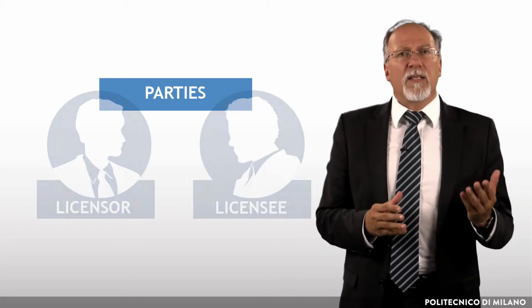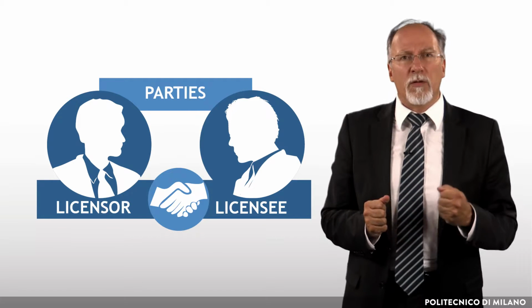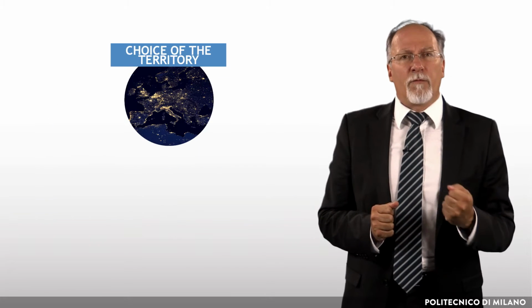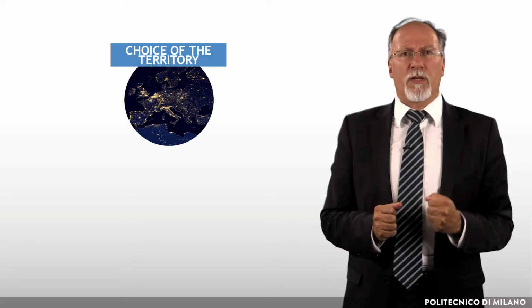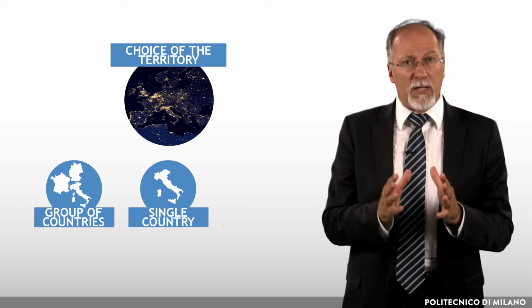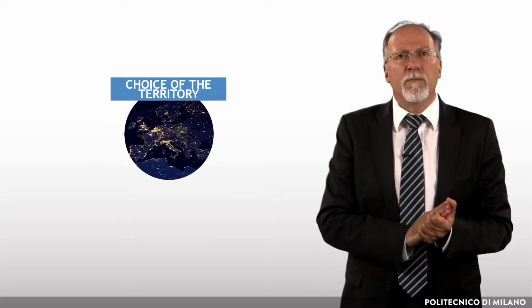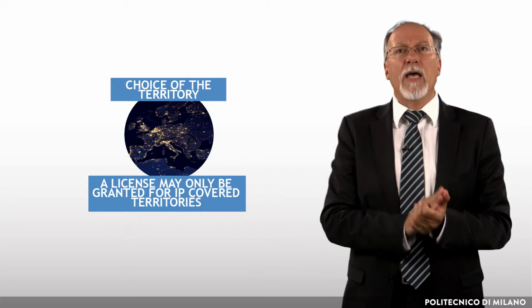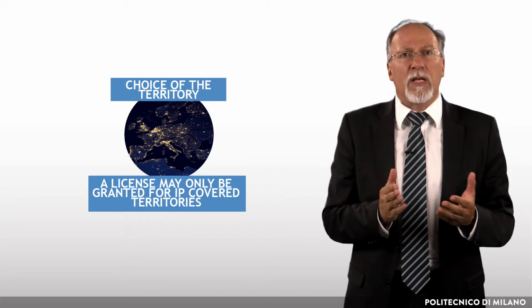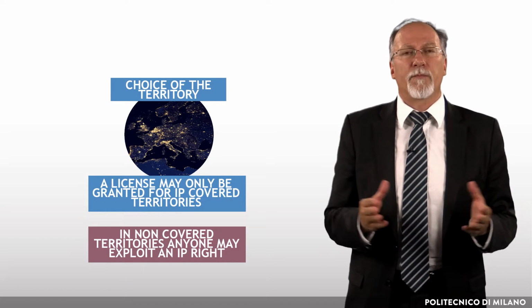The parties, licensor and licensee, may agree on the definition of various aspects related to the authorization granted. A first element is related to the choice of the territory. So a license may be granted for a group of countries, for a single country, or just for a part of a country. Of course, a license may only be granted for the IP-covered territories because in the non-covered territories anyone may exploit an IP right.